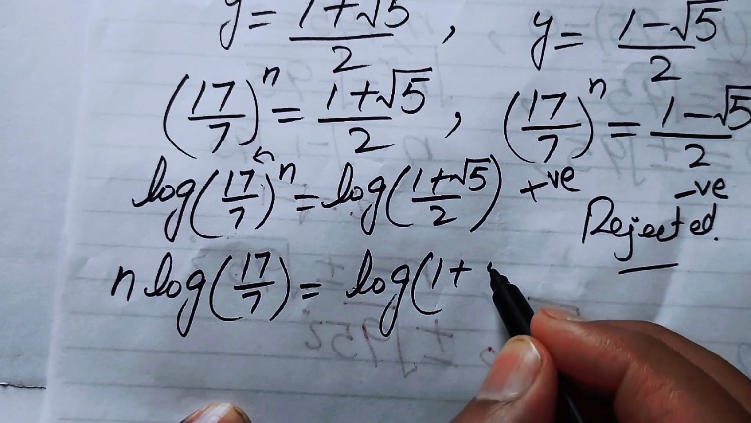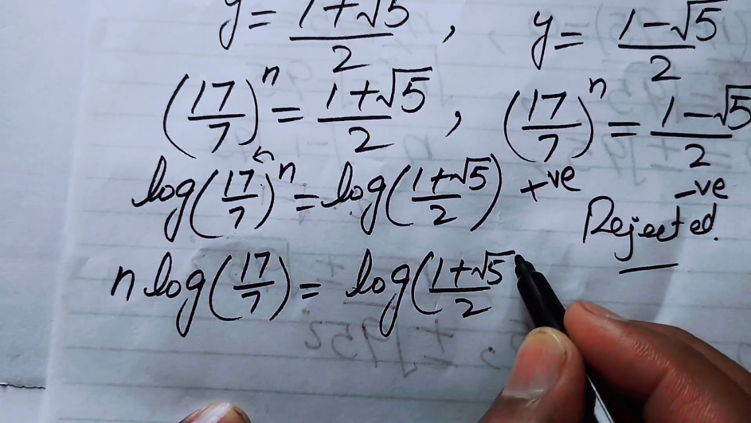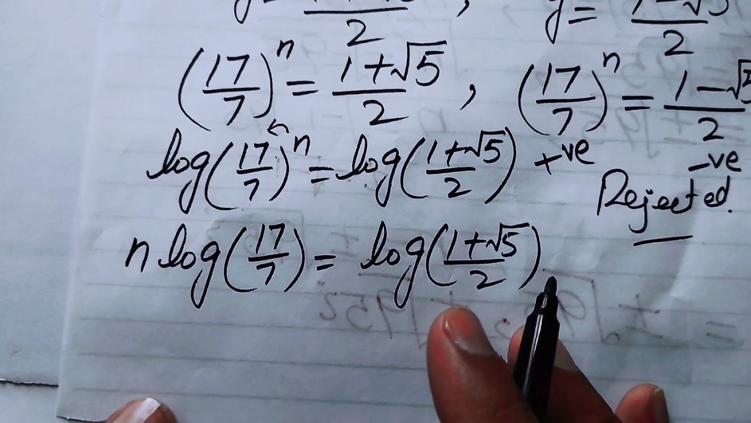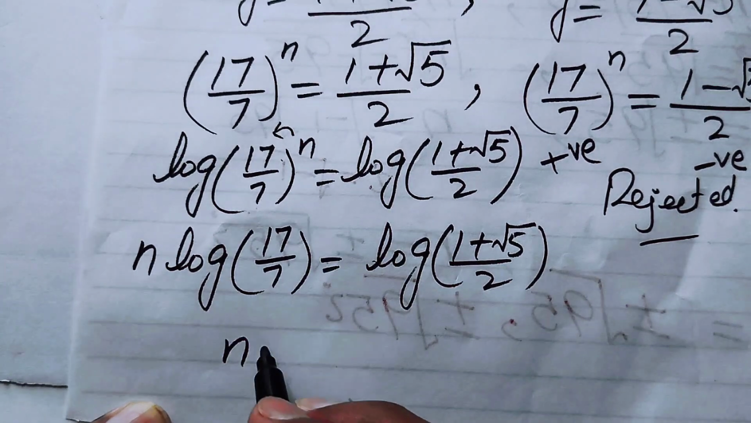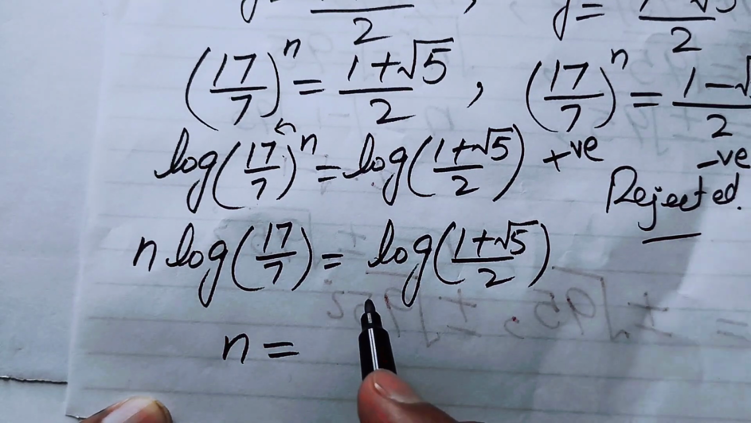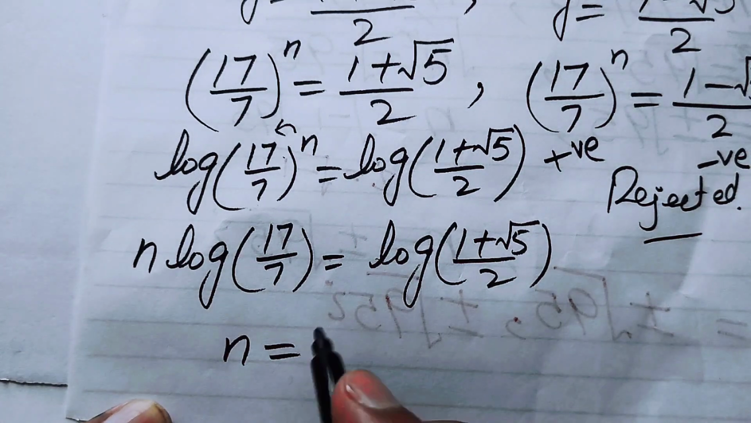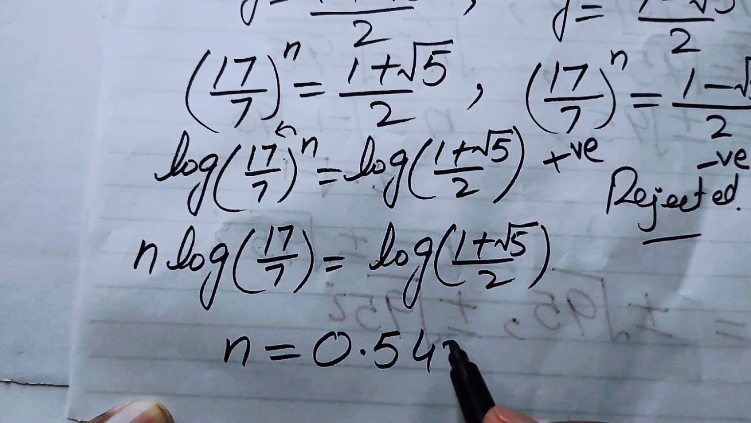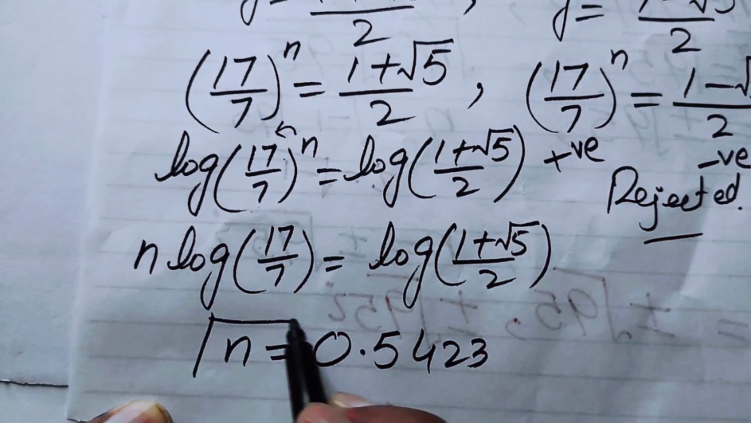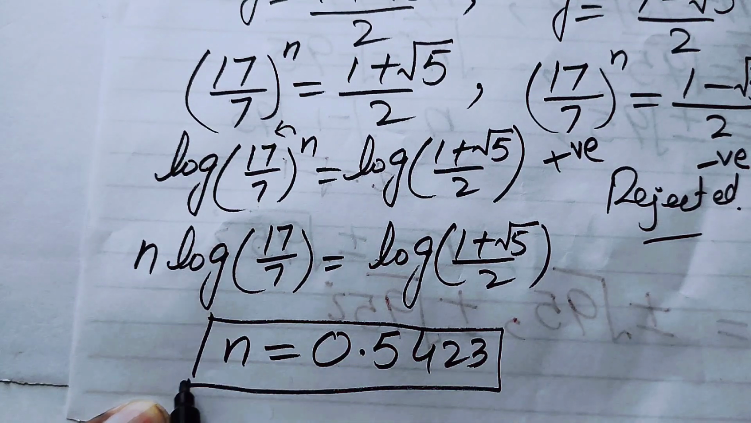And now you can use the calculator or logarithmic table in order to find the values of these logs. So after using the calculator, you will finally get the value of n as 0.5423, and this is our final answer to this question.